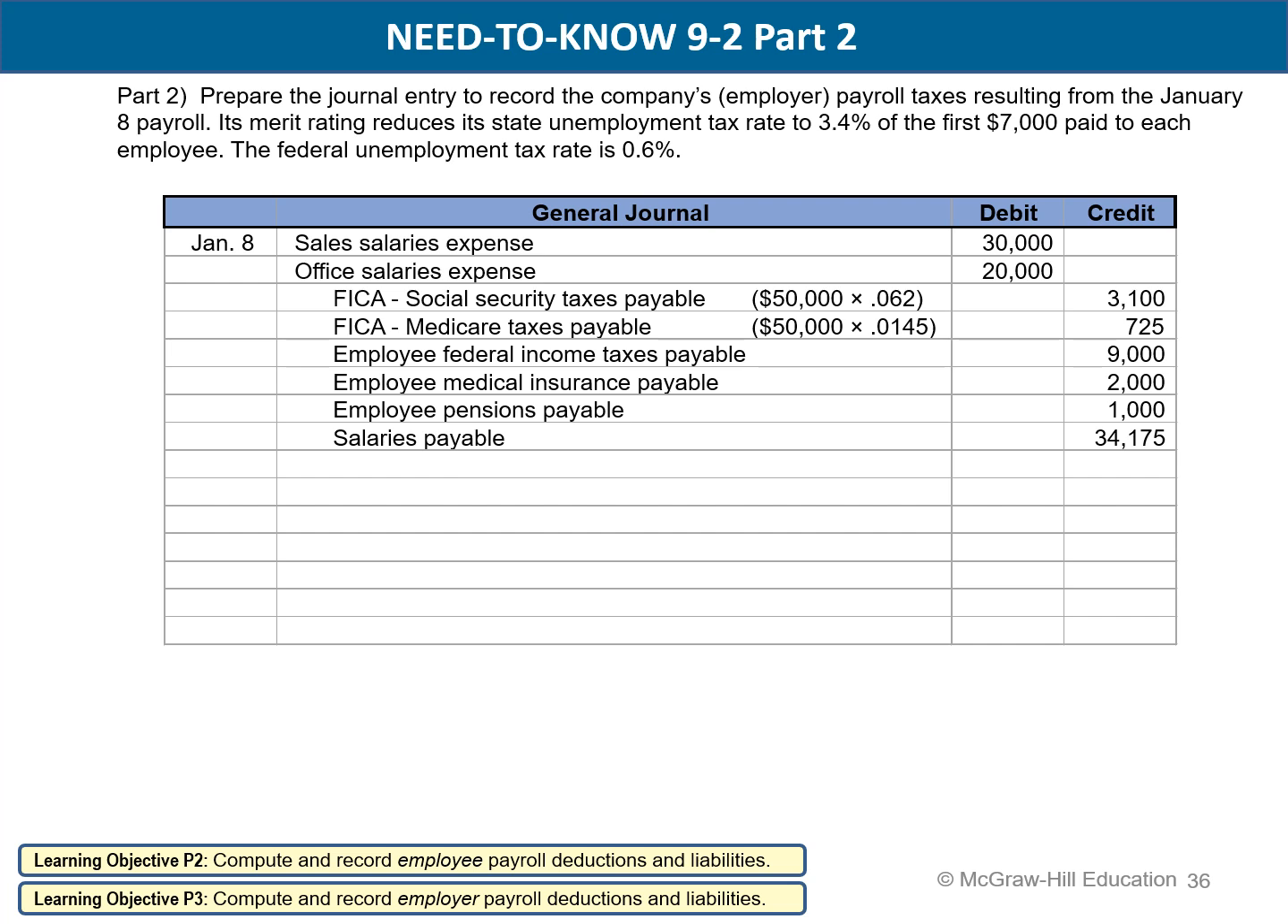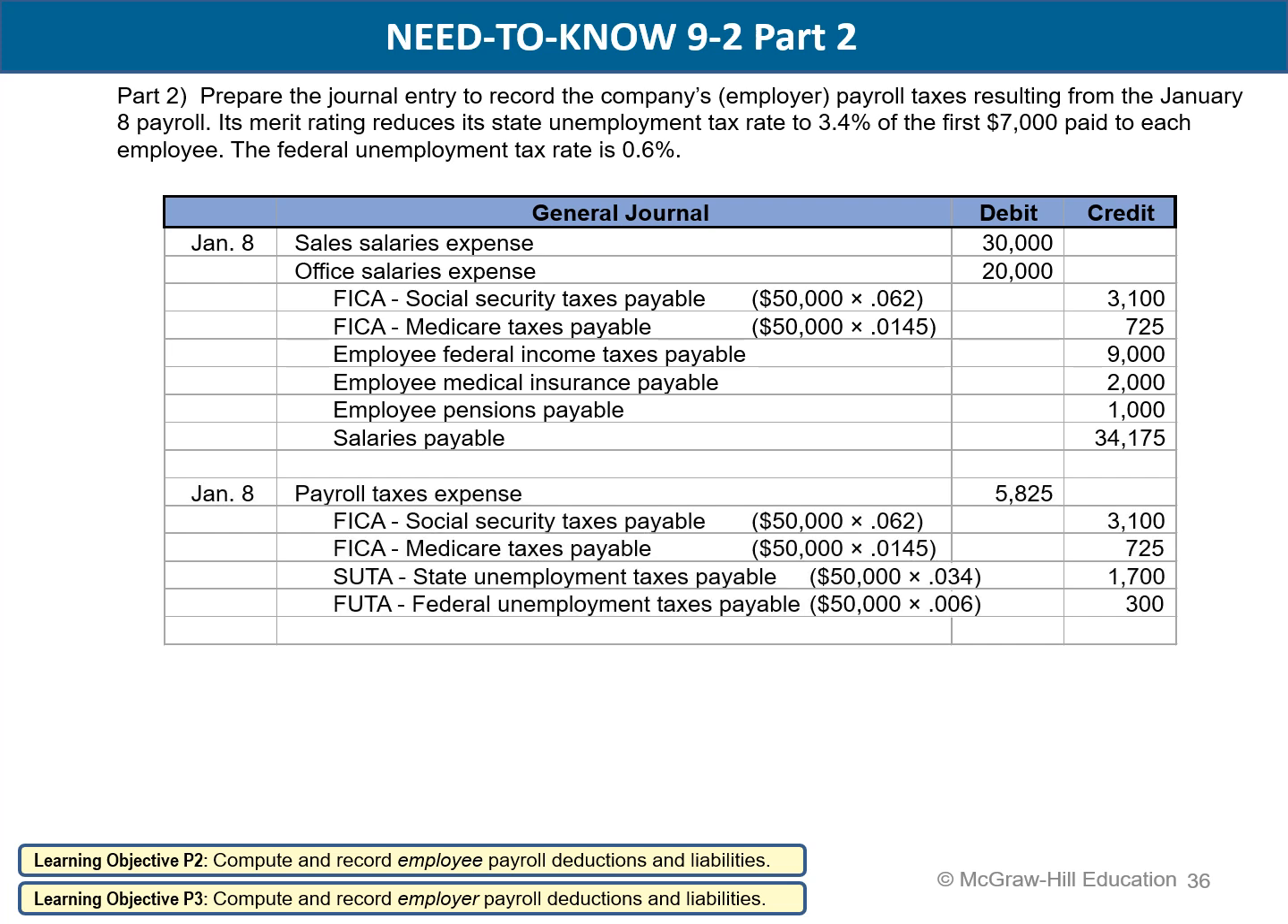Then in part 2, prepare the journal entry to record the company's employer taxes resulting from the January 8th payroll. So it uses a state unemployment rate of 3.4, the first 7,000 paid each employee, and the federal is 0.6. So again, if you take the 3.4 times $50,000 and the 0.6 times $50,000, you're going to record state unemployment of $1,700 payable and federal unemployment of $300.